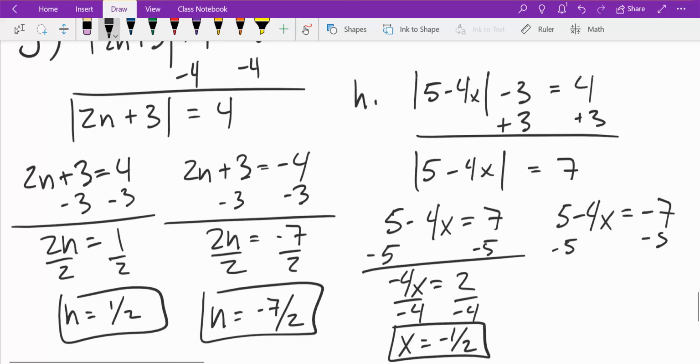Subtract 5 from both sides. Negative 4x equals negative 12. Divide by negative 4. And x equals 3.